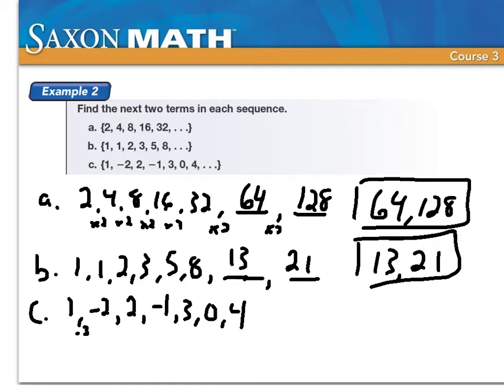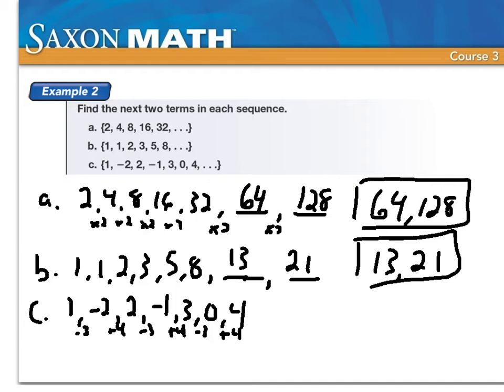Or adding negative 3. Then from negative 2 to 2, I'm adding 4. Then from 2 to negative 1, well, I'm subtracting 3 again. Sorry, from negative 1 to 3, I add 4. From 3 to 0, I take away 3. And from 0 to 4, I add 4.